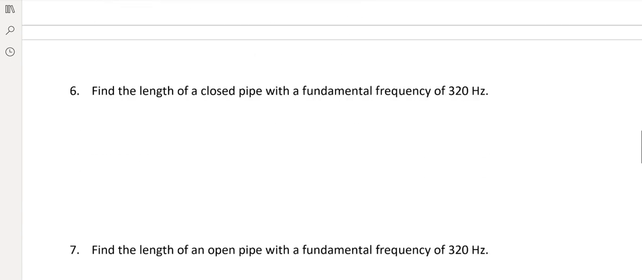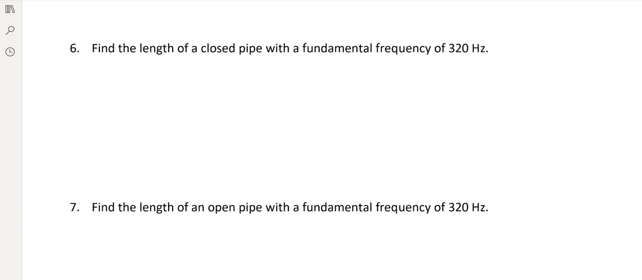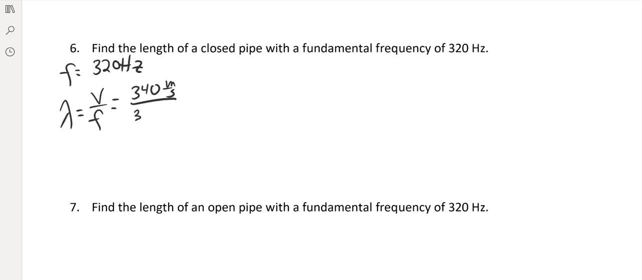Now, problem number 6, we're going to start working some of these problems backwards. So we start with a frequency of 320 hertz. Using the wave equation, solving for lambda, lambda would be V divided by F, or 340 meters per second divided by 320 hertz. Remember, hertz is reciprocal seconds, so it cancels out the reciprocal seconds in the numerator. You're left with meters, and we get a wavelength of 1.0625 meters. But we want to know how long we have to cut this pipe to get this frequency.